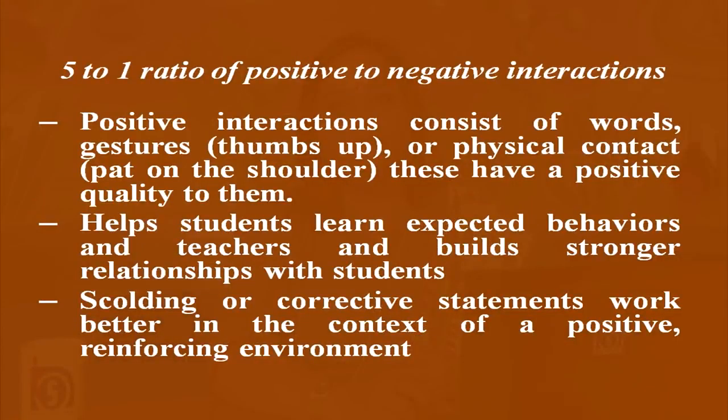Next is 5:1 ratio of positive to negative interactions. Positive interactions consist of words, gestures like thumbs up or physical contact, pat on the shoulder. These have a positive quality to them. This helps students learn expected behavior and builds a stronger relationship between teachers and students. Scolding or corrective statements work better in the context of a positive reinforcing environment.